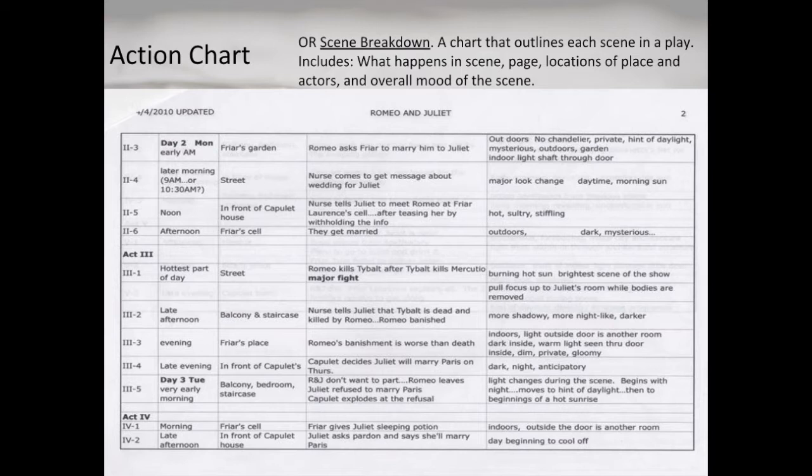So we see the first one is Act 2, Scene 3. So that's what the 2-3 means. It's day 2 in the world of the play. I guess they decided it's Monday early morning. They're in the friar's garden. Romeo asks the friar to marry him to Juliet. Outdoors, there's no chandelier, private, hint of daylight, mysterious, outdoors, garden, indoors, light shaft through door.